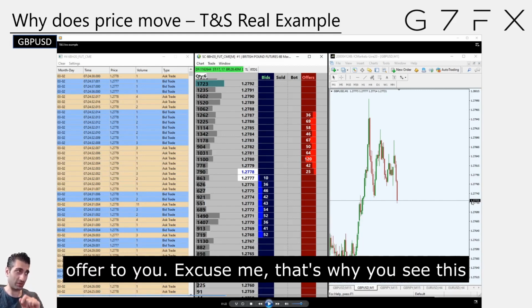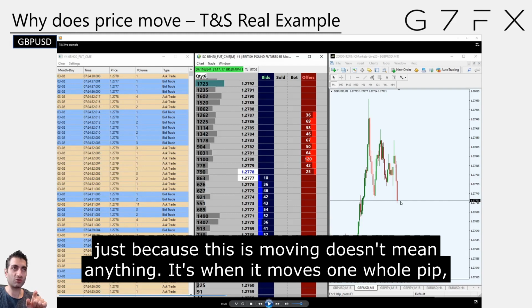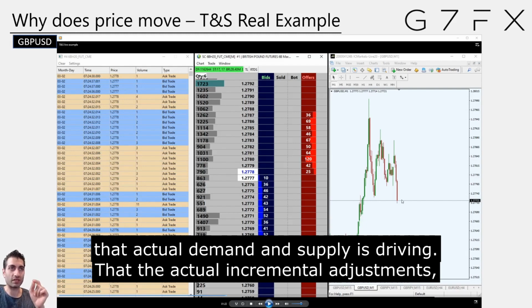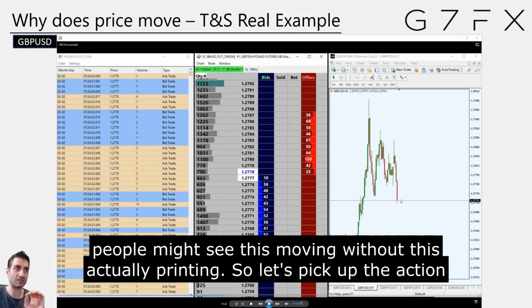That's why you see this flickering, but it's actually not moving in terms of a whole pip. So just because this is moving doesn't mean anything. It's when it moves one whole pip that actual demand and supply is driving that. The tiny incremental adjustments that you're seeing, that's your broker's algorithm just moving that. I thought I'd just point that out because people might see this moving without this actually printing.